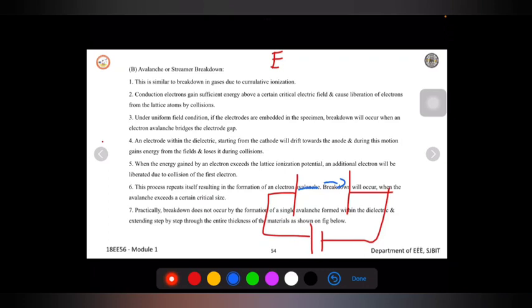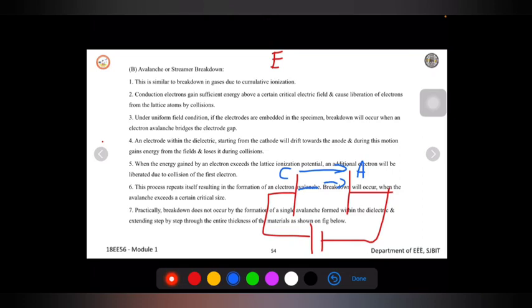So an electron within this dielectric, starting from the cathode, will drift towards the anode. From the cathode it will move to the anode. During this motion it gains energy from the field and loses it during collisions. It gains energy during the movement from cathode to anode. Whenever it has a collision with the electrons on the cathode surface, it loses its strength there. The energy will be lost here.